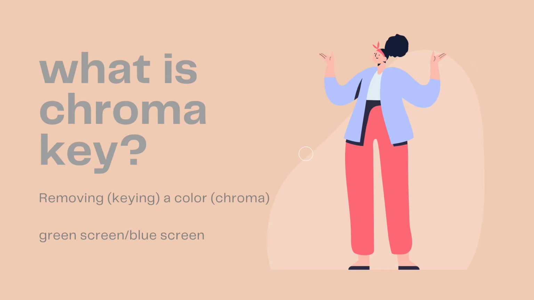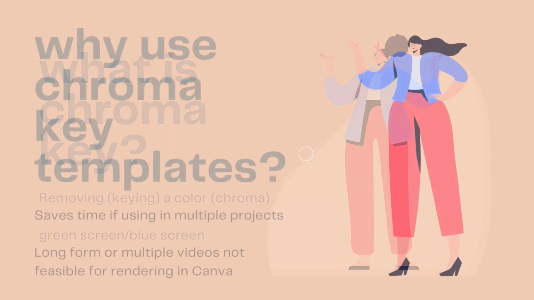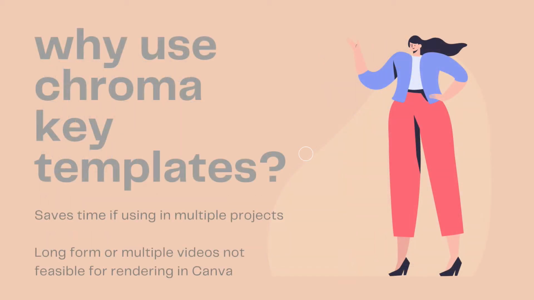Short answer is removing or keying a color, chroma. So, chroma key is using a color that can be removed to blend or show an image or video behind it. You may know this as green screen or blue screen, as those are the 2 most commonly used colors to key out.